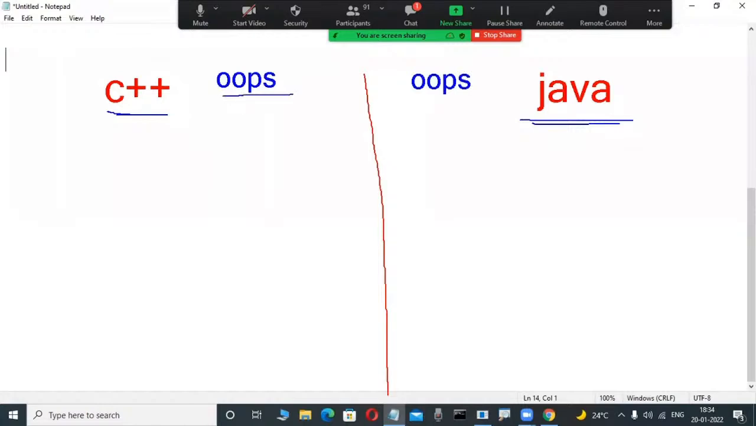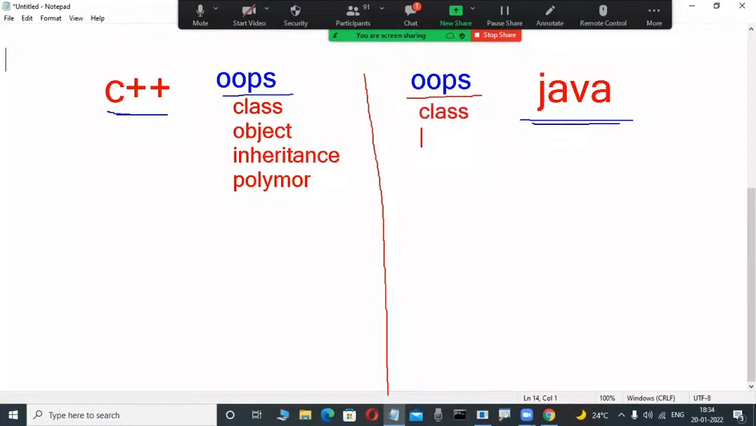Here OOPS concepts means, maybe some fellows have an idea, the class concept is there. Again, the object concept is there. Again, the inheritance concept is there. Observe here. Again, the polymorphism concept is there. Maybe so many fellows have an idea. Same here in Java also: OOPS concepts means what is class? What is object? Some concepts are there or not? Yes, here. What is inheritance? Yes, here. Again, what is polymorphism? So many concepts are there. That's why conceptually class, object, inheritance, polymorphism are conceptually the same.